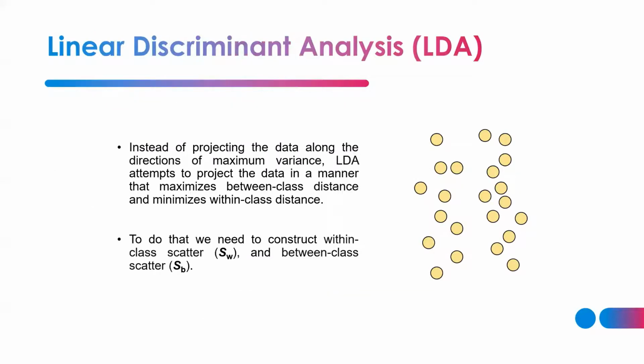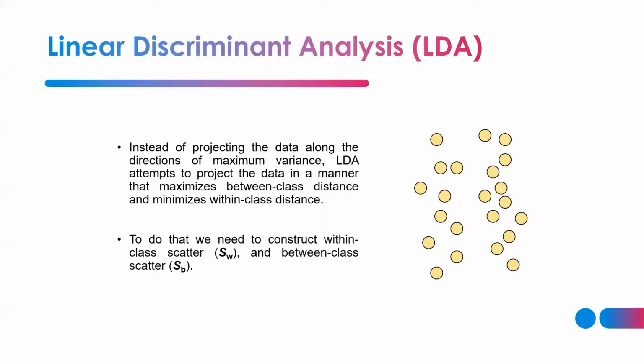Let's have a look. In linear discriminant analysis, instead of projecting the data across the dimension of maximum variance, LDA attempts to project the data in a manner that will maximize the between class distances and minimize the within class distances.